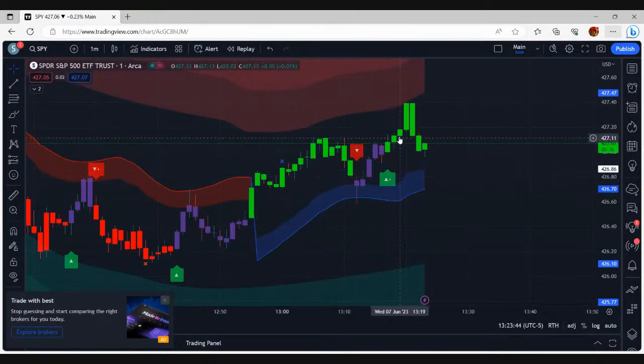I missed this long. Looked like it would have been a nice quick move. I've been playing 0 DTE options on these, but since we've only got an hour and a half left, I'll be playing options for tomorrow. So the 8th of June, tomorrow's expiration, if I take any trades.